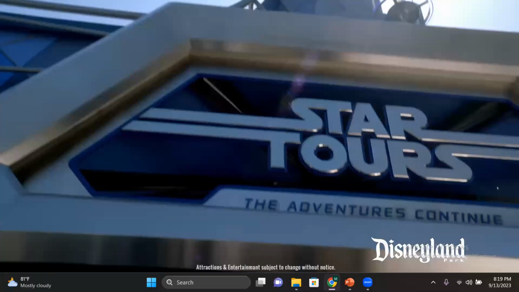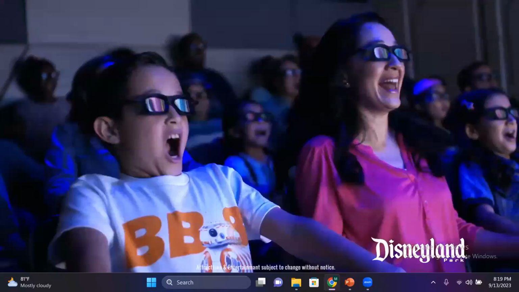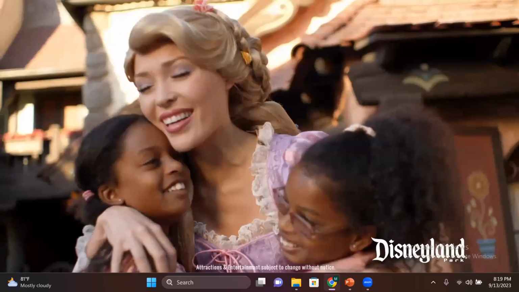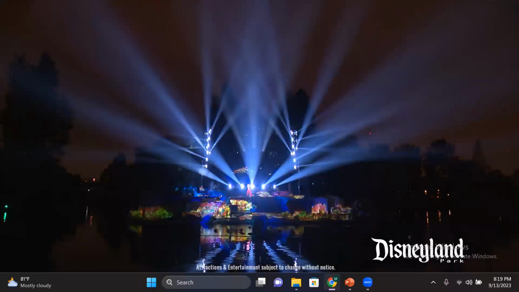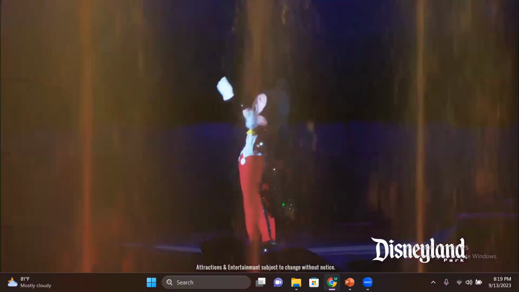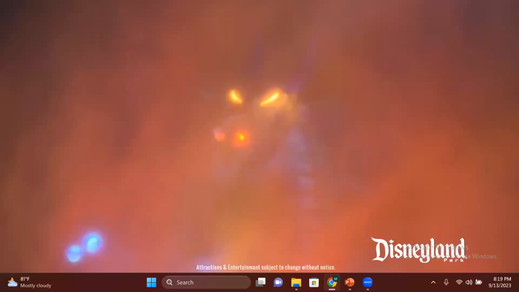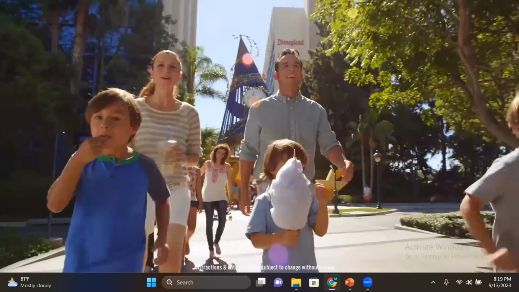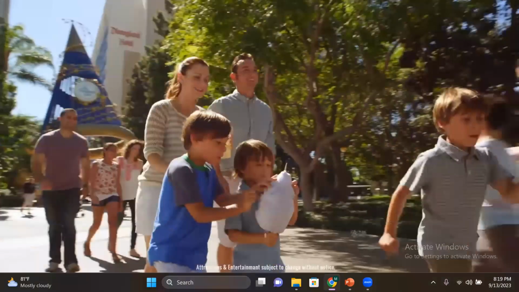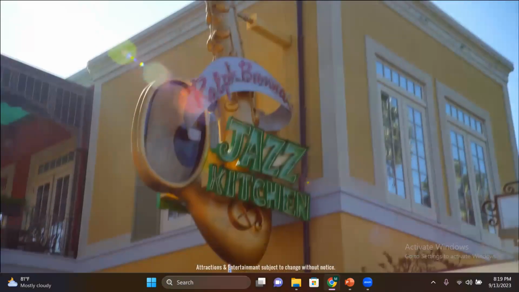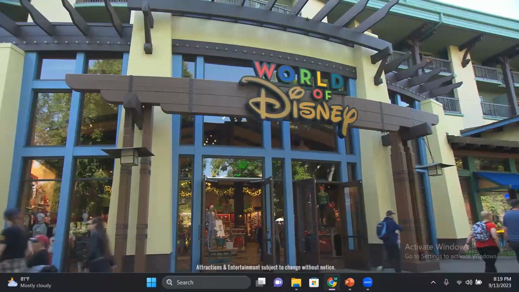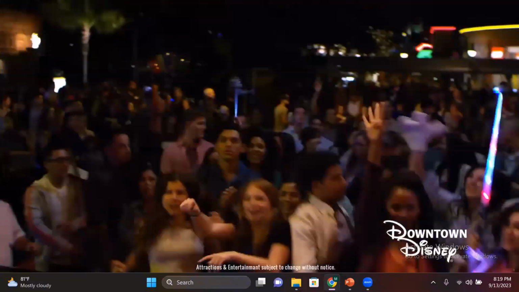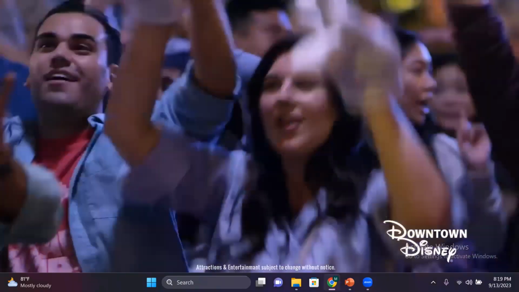Feel the magic in the air as your imagination soars on adventures to other worlds. Bring storybook tales to life before your eyes and ignite your spirit of wonder with one unforgettable experience after another. But don't forget, there's even more fun just steps away in the high-energy Downtown Disney district. Shop, dine, and be entertained, all in true Disney style, right here in the heart of the Disneyland Resort.